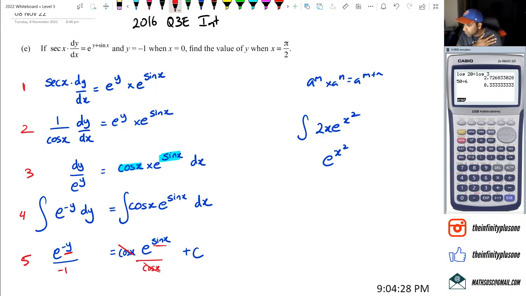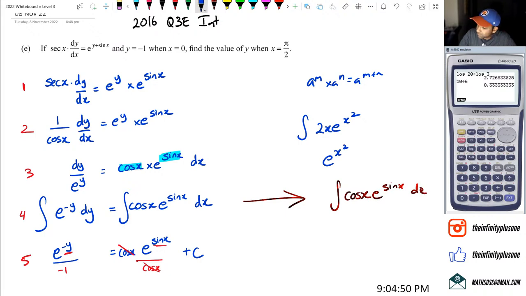In line 4, don't you integrate cos x? Thank you so much for actually asking me that question, because I was literally waiting for somebody to ask me this. Look at this. I'm going to rewrite this whole integral of cos x e to the power of sine x dx.